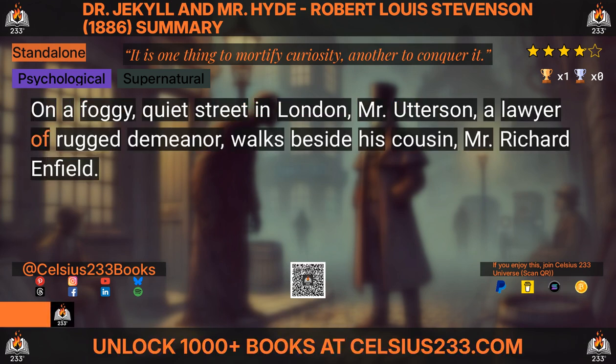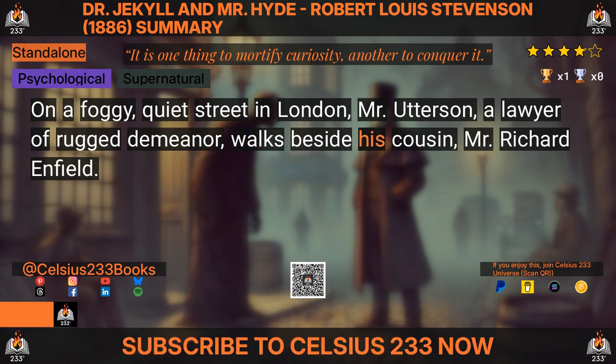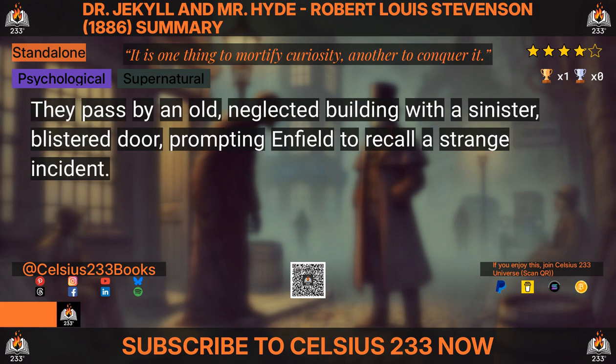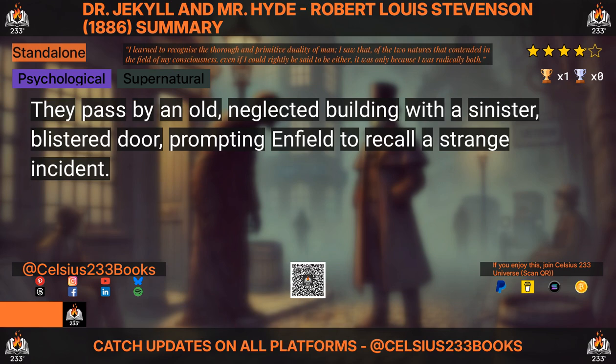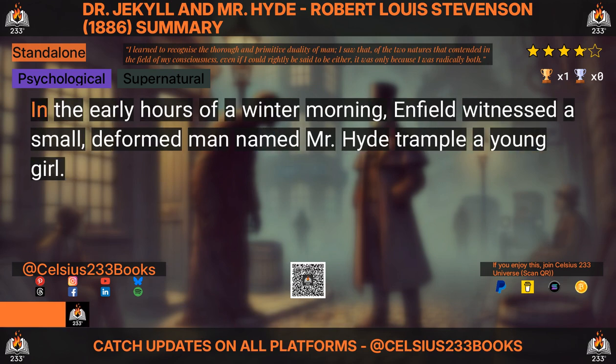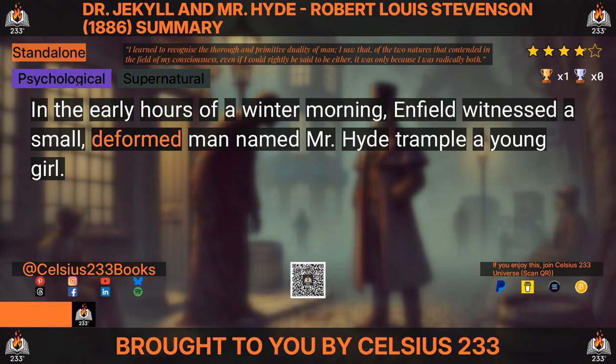On a foggy, quiet street in London, Mr. Utterson, a lawyer of rugged demeanor, walks beside his cousin, Mr. Richard Enfield. They pass by an old, neglected building with a sinister, blistered door, prompting Enfield to recall a strange incident. In the early hours of a winter morning, Enfield witnessed a small, deformed man named Mr. Hyde trample a young girl.